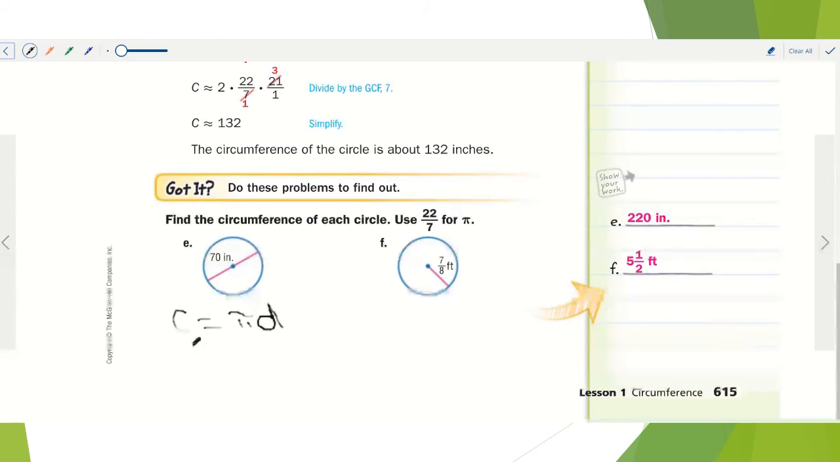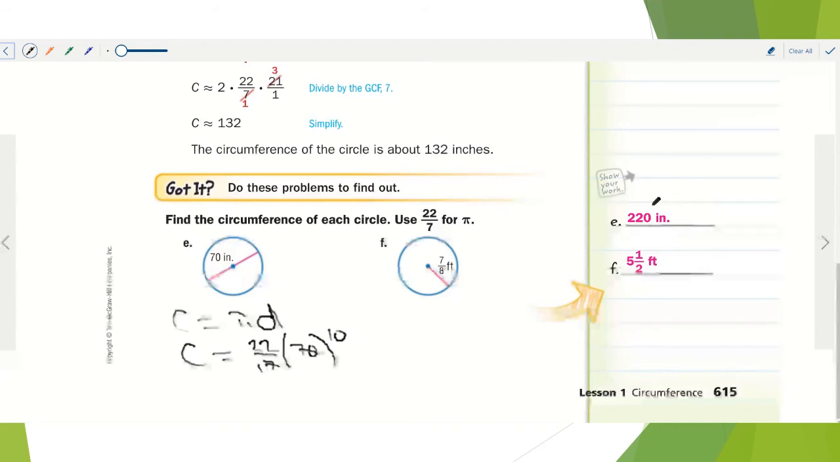Again, in this case, they want me to use 22 over 7 for pi, so I'm thinking C equals 22 over 7 times 70. So when I work through this one, I know that 7 goes into 70, so 7 divided by 7 is 1, 70 divided by 7 is 10. So therefore I can multiply my numerators, so 22 times 10 should give me 220 inches. This is not area or volume, it's just circumference, so we're not squaring it, we're not cubing it, we're leaving it as is.